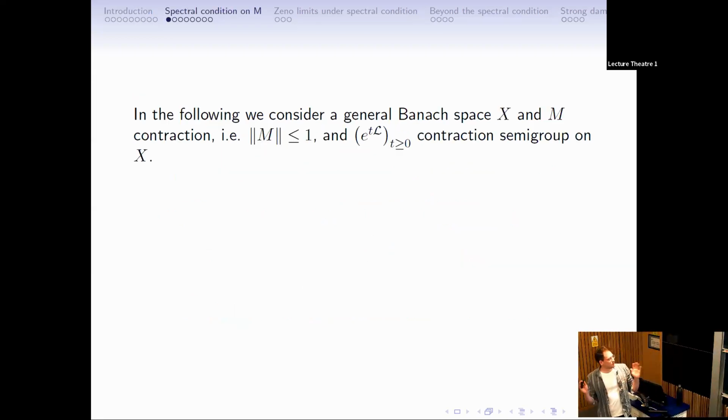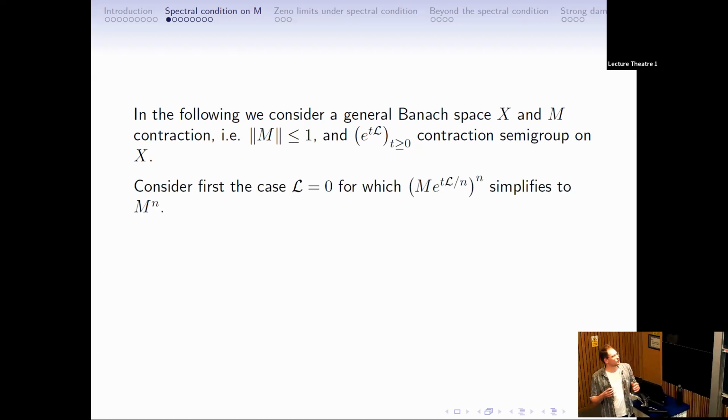So, now no quantum. I mean, it's quantum, but it's general Banach space theory, so we can forget about many of the technical details. We just have some Banach space. We have some contraction M. A quantum operation is always a contraction, and that's the only thing I really need. And I have a contraction semigroup, and whether it's strongly continuous or not depends a bit on the slide I show you in a minute.